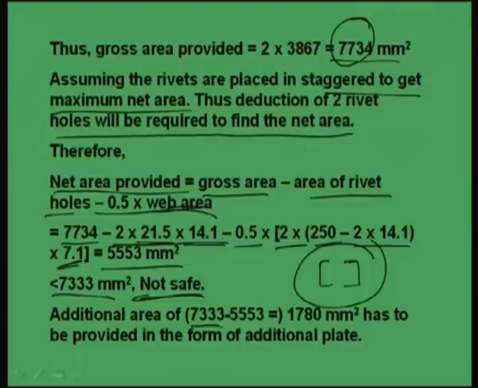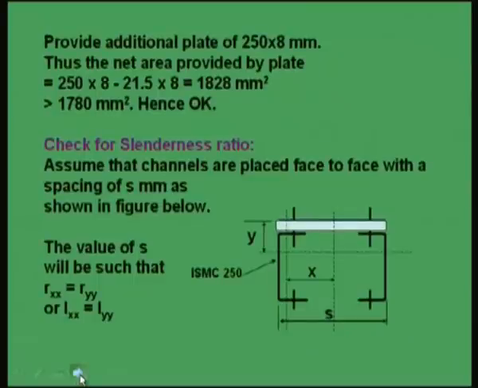That is 7333 minus 5553, which is becoming 1780 millimeter square. So, an extra area of 1780 millimeter square has to be provided in the form of an additional plate, right. So, we have to provide some plate. So, we are providing a plate here, okay, say a 250 by 8 millimeter plate we are providing, okay.